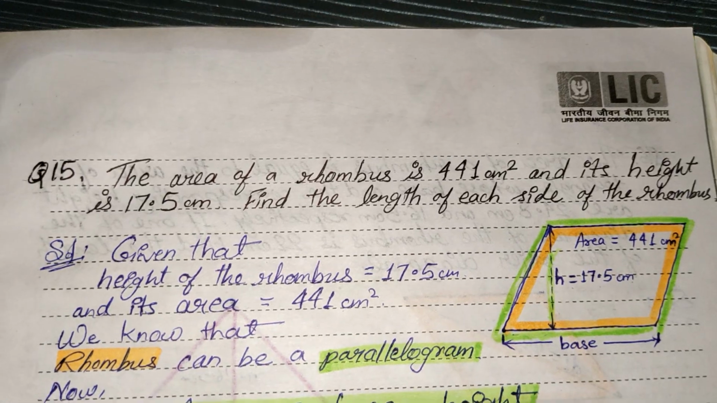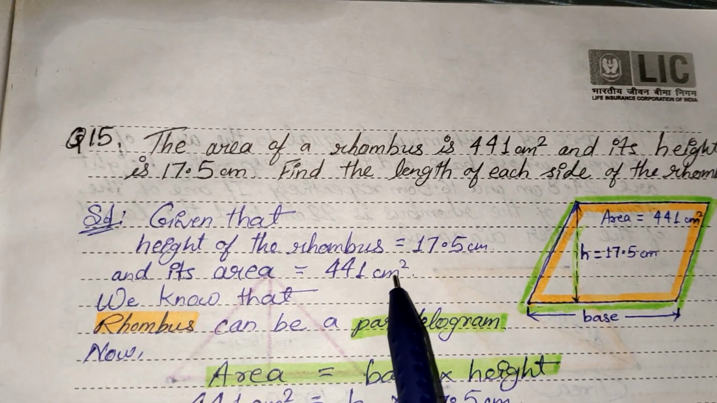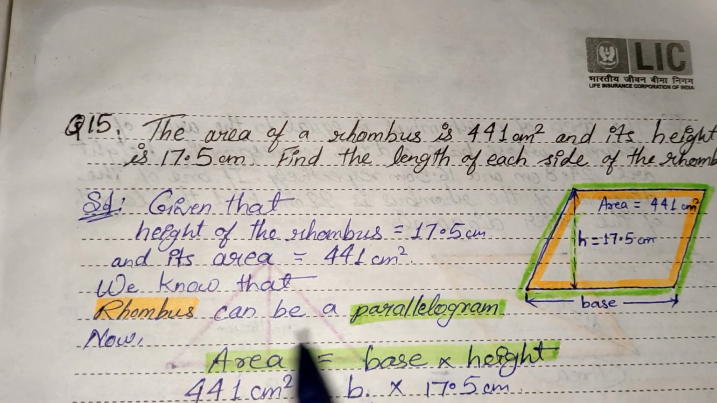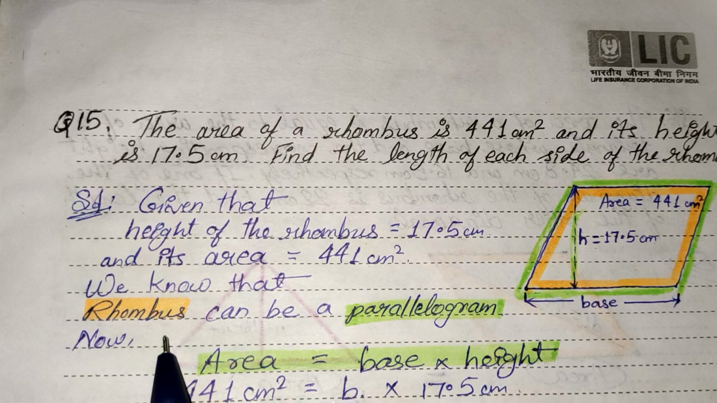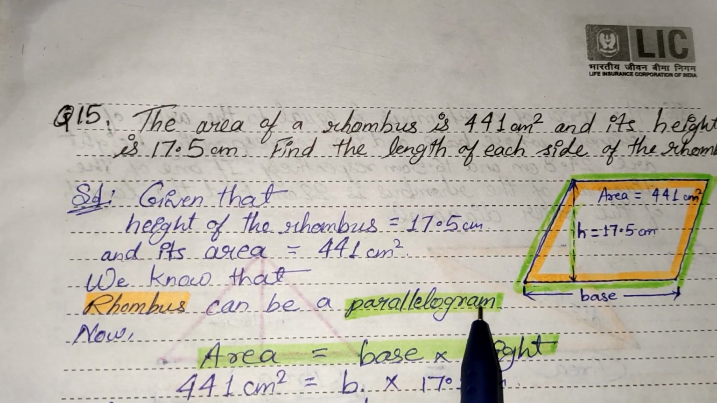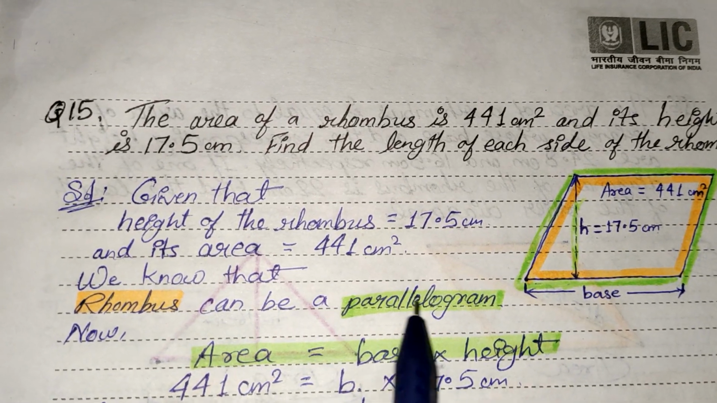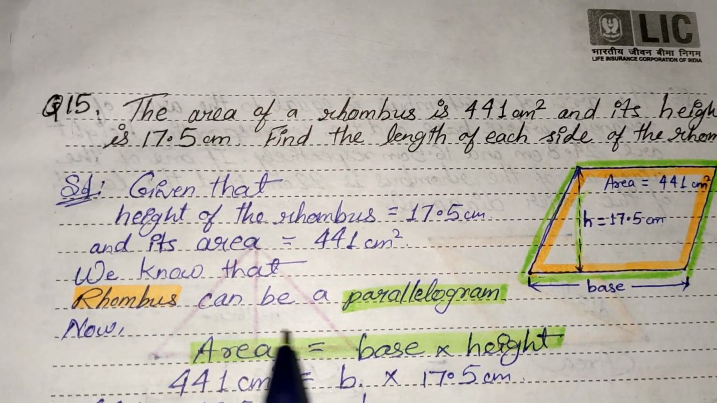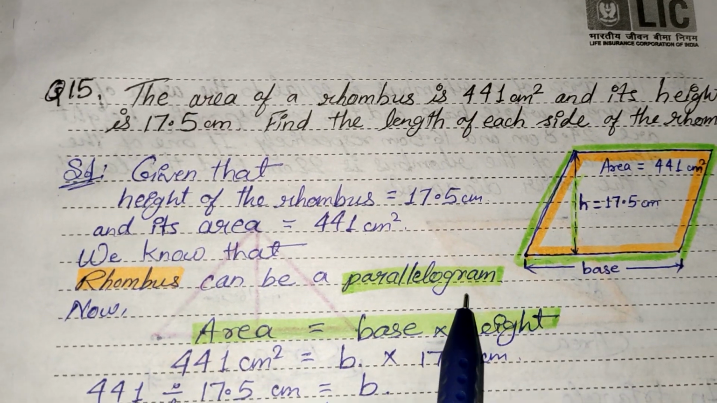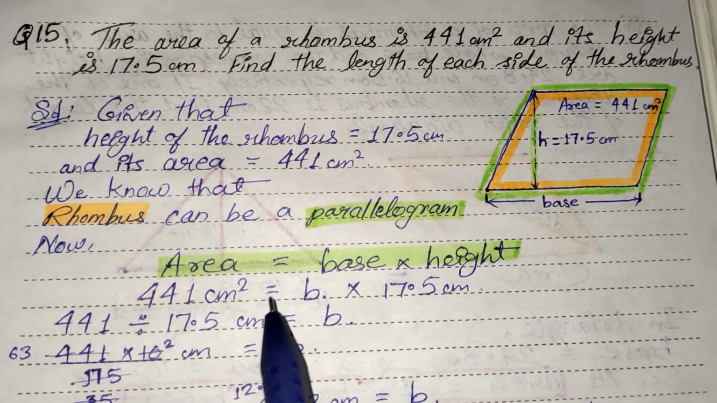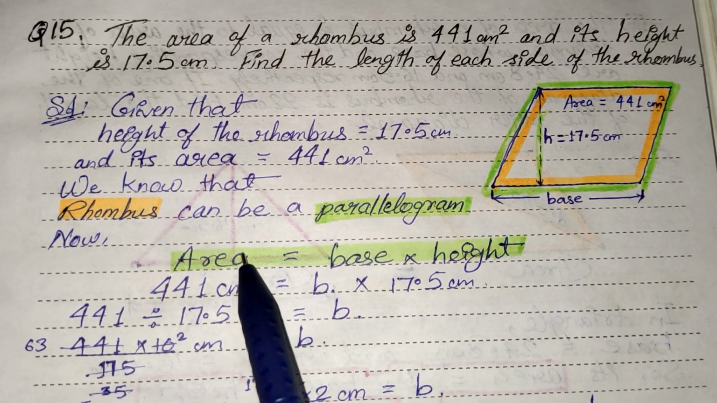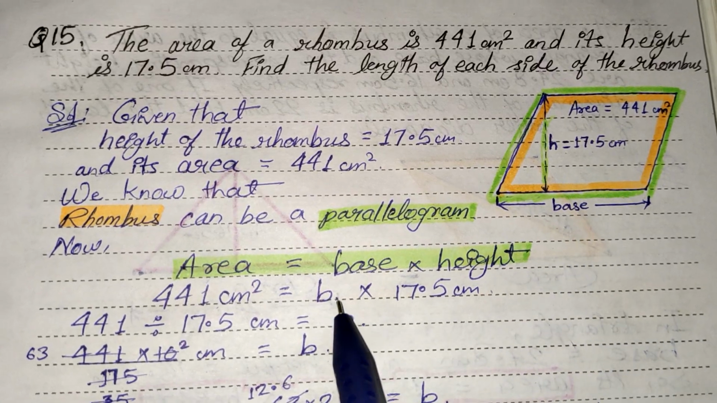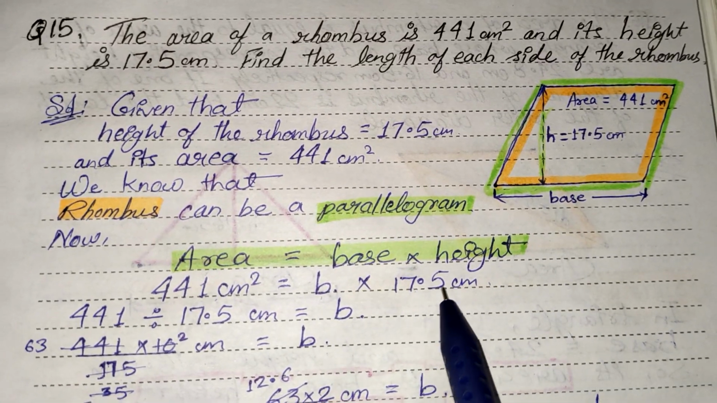Now see the solution. Given that the height of the rhombus is equal to 17.5 centimeter and its area is equal to 441 centimeter square. As we already know, we can call a rhombus a parallelogram, but the reverse is not possible. Now we know that area of a parallelogram is equal to base into height. So we have the area, that is 441. We don't know the base, so let the base be b. We have height 17.5 centimeter.